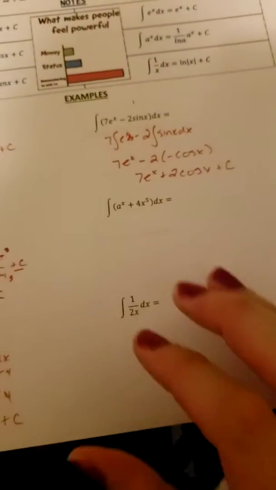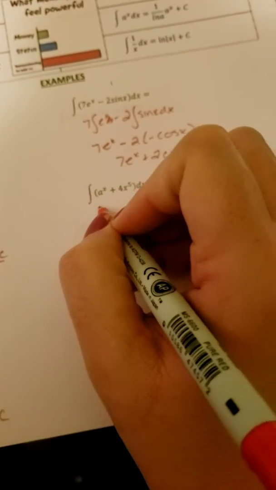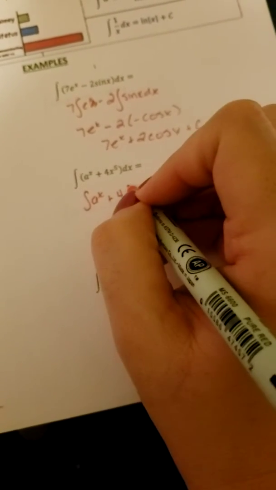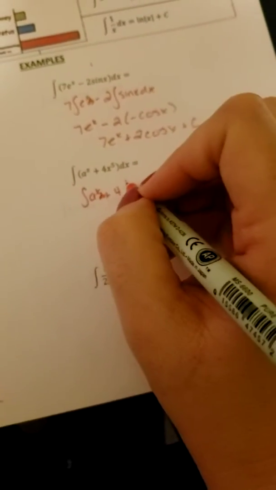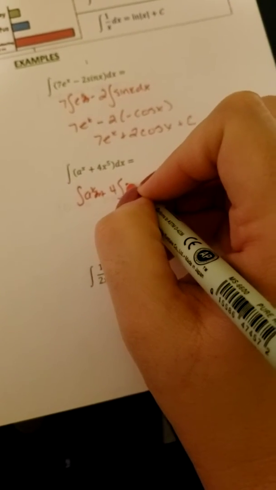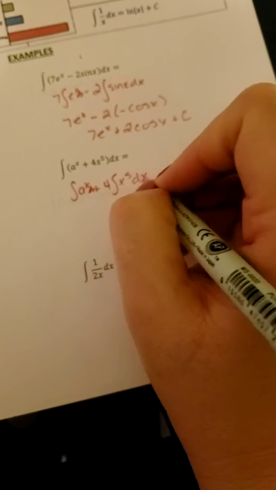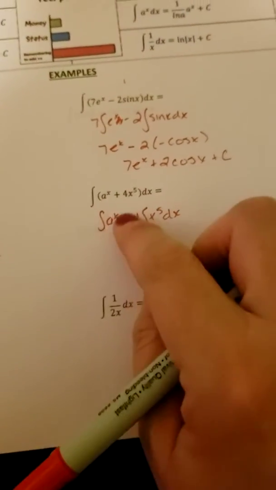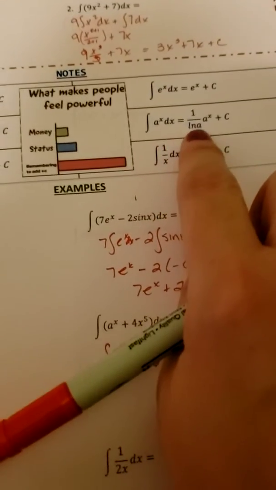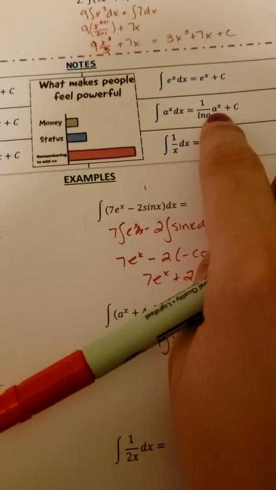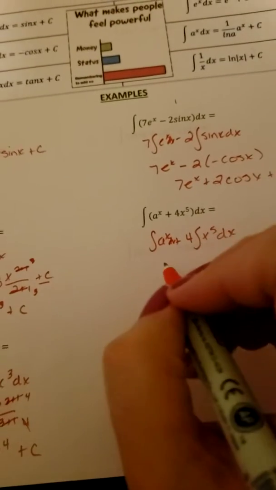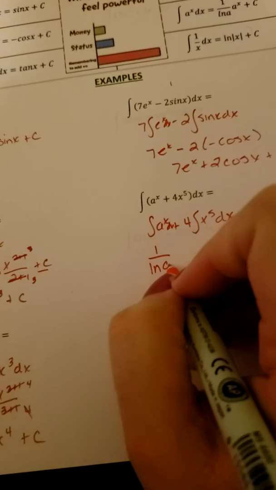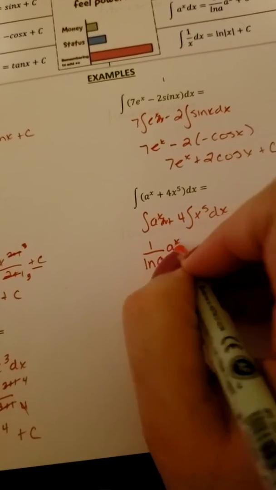All right. So now for this one, I have the integral of a to the x power dx plus 4 times the integral of x to the 5th power dx. So my a to the x power becomes 1 over the natural log of a times a to the x power.